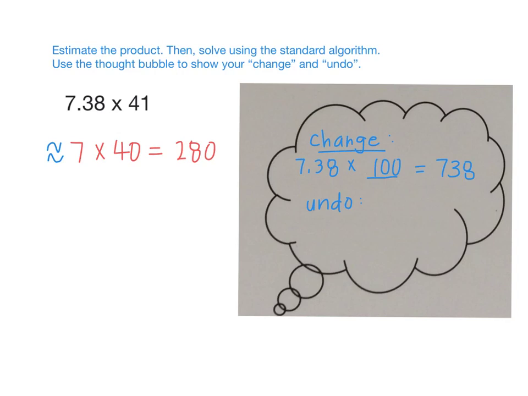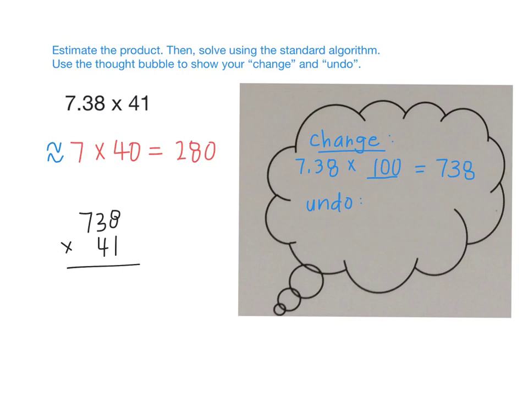I'm actually going to change the problem now. Instead of 7.38, I'm going to change it by multiplying it by 100, and I have a new problem. My new problem is 738 times 41. Do we know how to do that? Yeah, that's just normal standard algorithm math. We can totally do this multiplication.